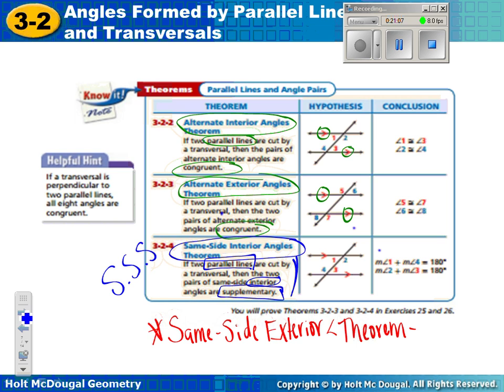So like say I had a picture here, and they told me that this was 150 and this was 150. Is that what you're asking? Like, what kind of angles are they? Or, so those would be corresponding angles because of their location. They're congruent.